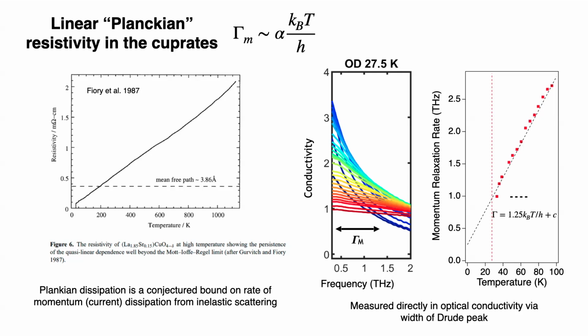And then this is a plot here of that rate as a function of temperature. Again, linear in T. This is over only up to 100 Kelvin, but you get the basic idea. It just keeps on going with a coefficient close to 1.